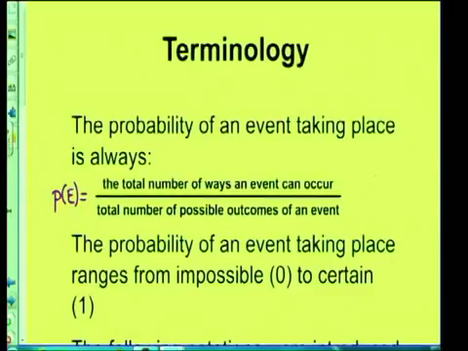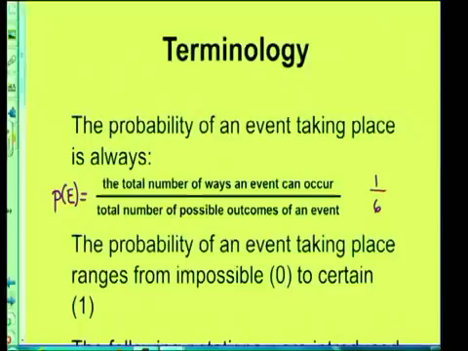So, for example, say I said to you the probability of throwing a 6 if we've got one die. Well, that would be easy. How many 6s do we have on the die? We only have one. How many possible outcomes have we got? We've only got 6 on the die, assuming it's a normal die, not something special. And so the probability would be 1/6.